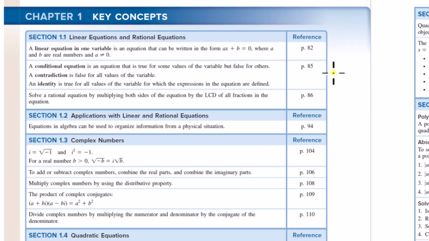Okay, now we then learned that there are 3 different types of equations. Any equation, no matter what kind of equation and however many variables, it's going to be one of 3 types. It's going to be either conditional, it's going to be a contradiction, or it's going to be an identity. It's going to be one of those 3. Again, any type of equation, not just linear, in any number of variables.